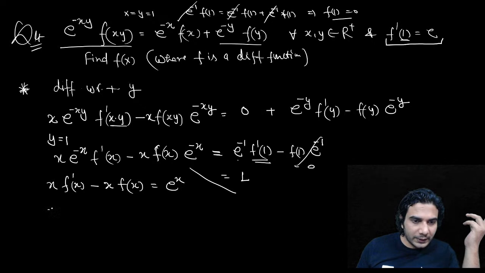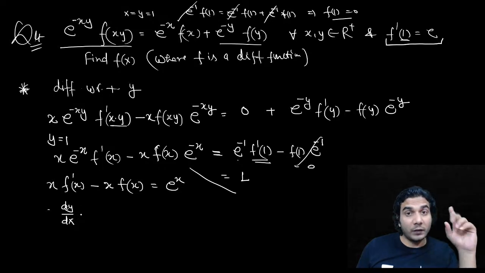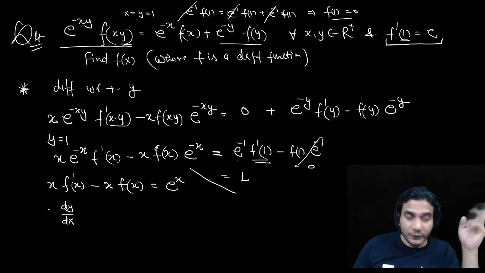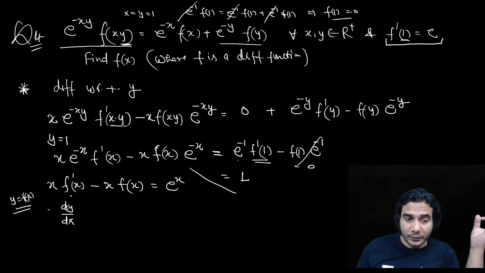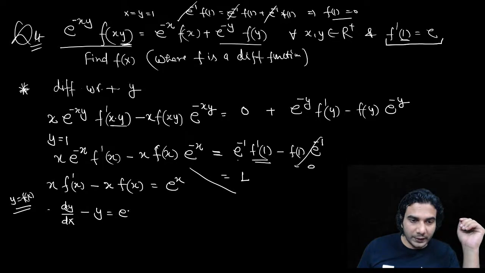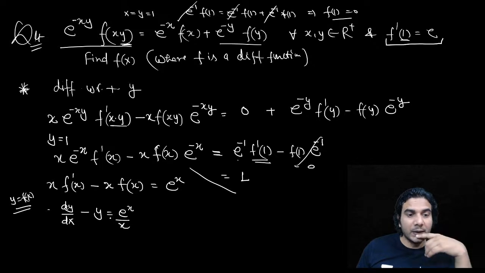Now you can simply write in terms of y. What kind of differential equation is this? Do you know? Let me write like this: dy by dx. This y is not the y which was given in the original equation. This is y is equal to f x. So f dash x you can write as d f x upon dx, or I am writing dy by dx, where y is equal to f x. Divide by x, we will get dy by dx minus y is equal to e raised to x upon x. So you know this is a first order linear differential equation.